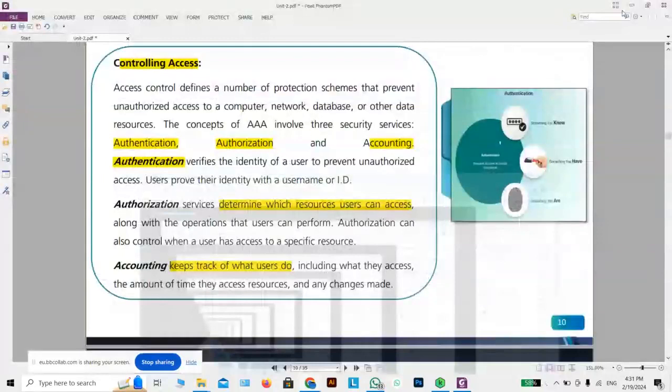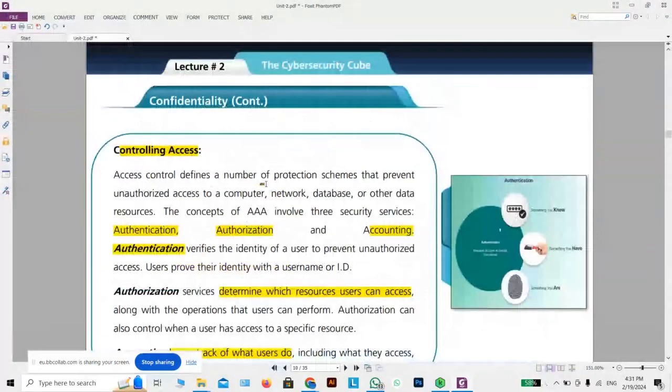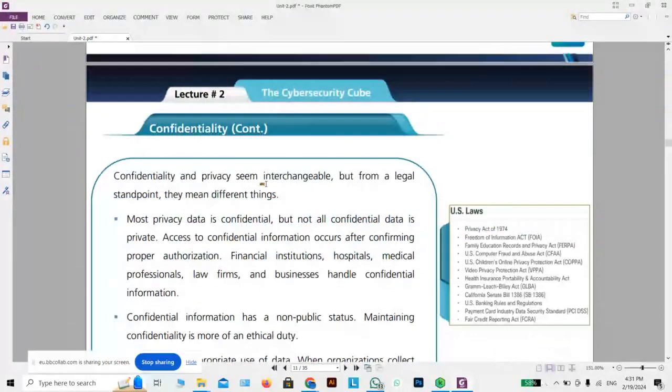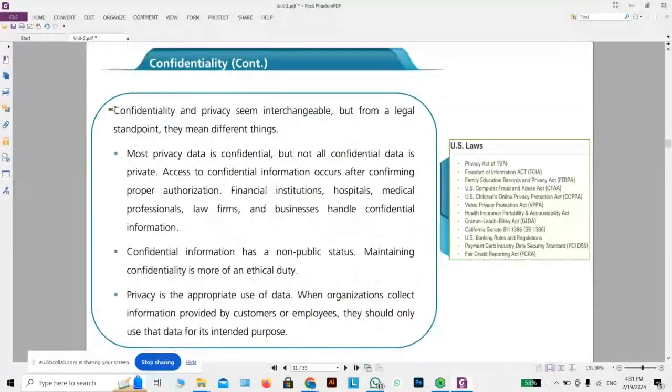I hope you get the concept of all these things. So that's about confidentiality here. Confidentiality and privacy seem interchangeable, as I told you that sometimes we call it by a duplicate name. You could think of confidentiality and privacy as the same, but from a legal standpoint, they mean different things. Most private data is confidential, but not all confidential data is private. Access to confidential information occurs after confirming proper authorization. Financial institutions, hospitals with medical records, and law firms handle confidential information.